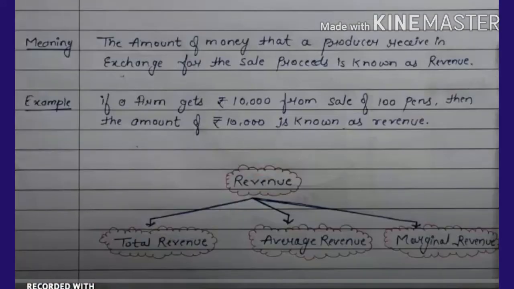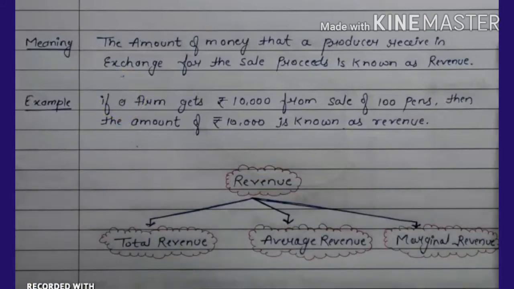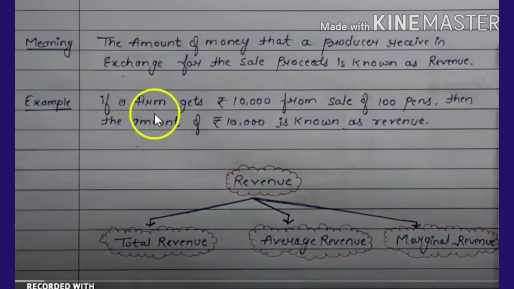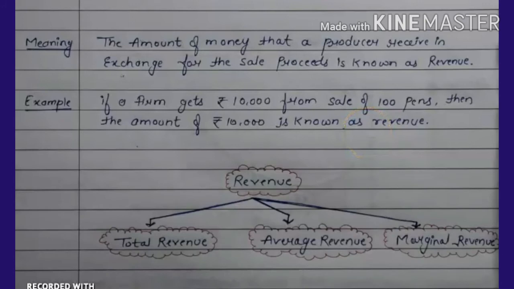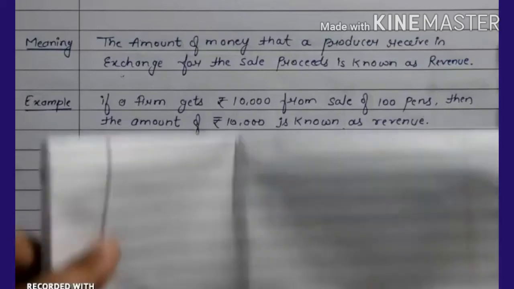So next we are going to discuss revenue. The amount of money that a producer receives in exchange for the sale proceeds is known as revenue. If a firm gets 10,000 from the sale of 100 pens, then the amount of 10,000 is known as revenue. So revenue means whatever a producer sells, the return he gets from selling the product, is known as revenue. Revenue has been classified into three: total revenue, marginal revenue, and average revenue.